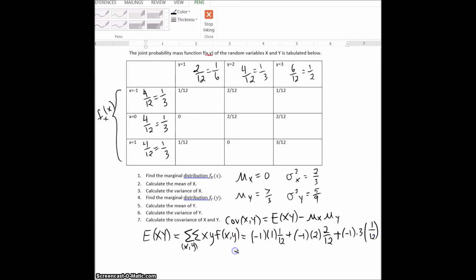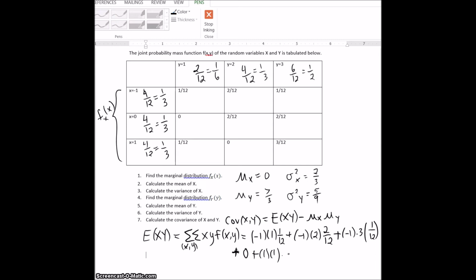And I keep going. I've got 0 here. Now, anytime I multiply x times y when x is 0, I'm going to end up with 0. So I don't really need to keep multiplying by those probabilities to get that part in. And then I have x is 1 and y is 1. So I have 1 times the probability associated with that, which is 1/12.